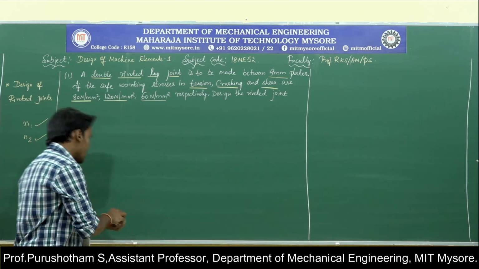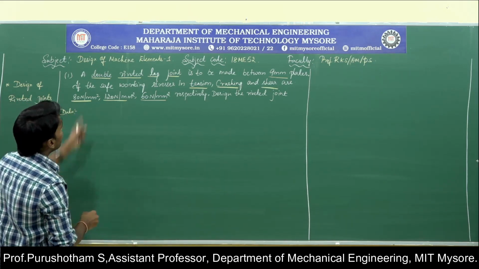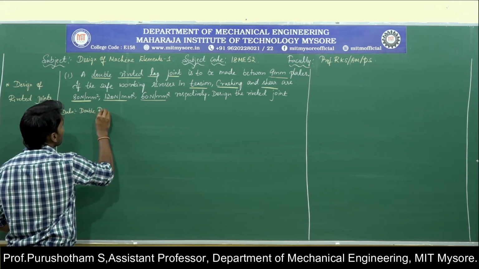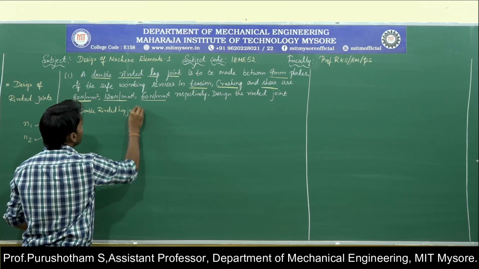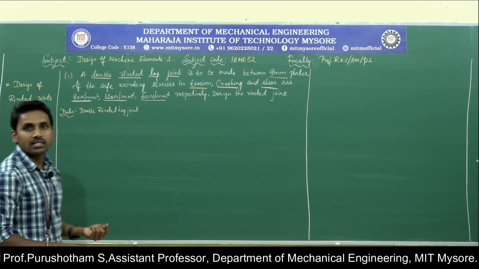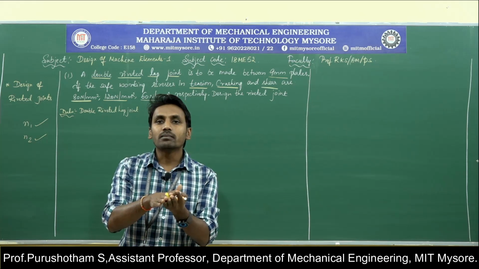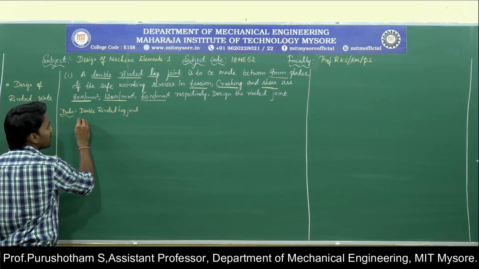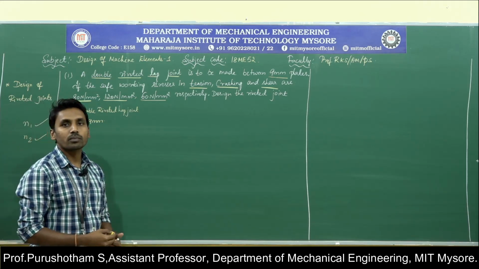Before that, first I will extract the data. What are they given? They are given a double riveted lap joint. First I will make a note of this: double riveted lap joint, and is to be made between 9 mm plates. That means in a lap joint the plates to be connected overlap each other, and both plates have a thickness of 9 mm. So that is the thickness of the main plate, 9 millimeter. The thickness of plate, t, is given.